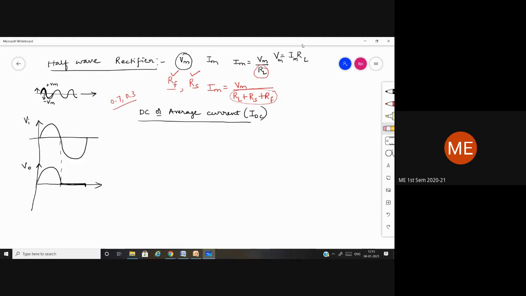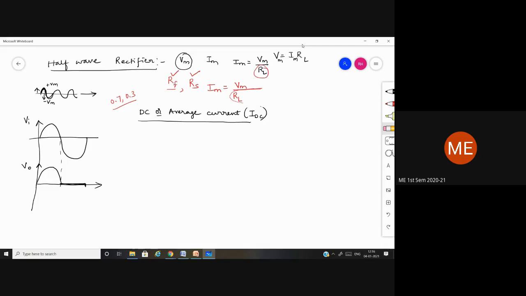What is the resistance offered by an ideal diode for forward bias? 0. So during that time, RF becomes 0. And one more thing, which we'll get in later problems, I'm just telling you now: if the problem doesn't mention the resistance of the coil or the source resistance, then ignore it. Then your formula will be Vm by RL.